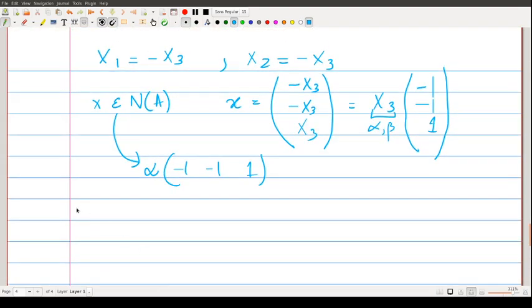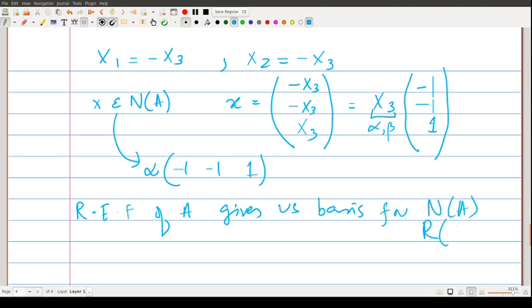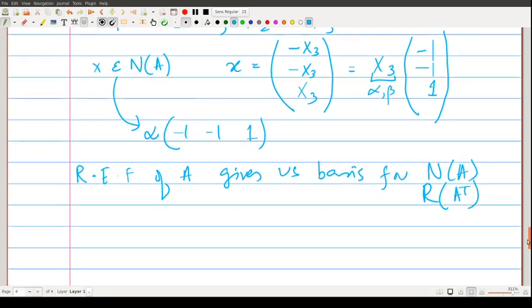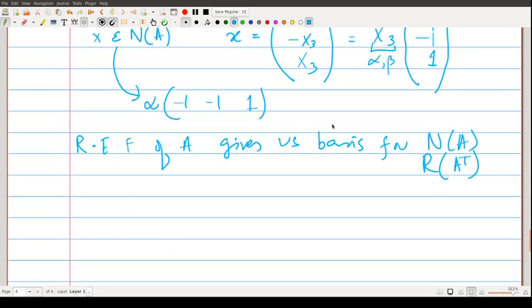So the row echelon form of A gives us a basis for the null space of A and the column space of A transpose, in other words the row space of A, right? So we have a basis.